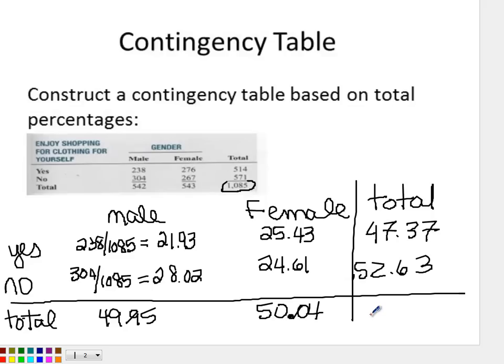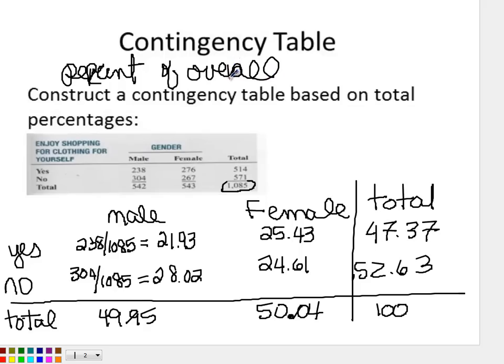And for this last number here where the 1085 is, this is just going to be 100%. If you take 1085 divided by 1085, you get 1. And to change that to a percent, you'll move it over two decimal places, so it'll be 100. So this will be your contingency table for the percent of overall total. And I'll put this up here, percent of overall total. Okay, hope that helps.